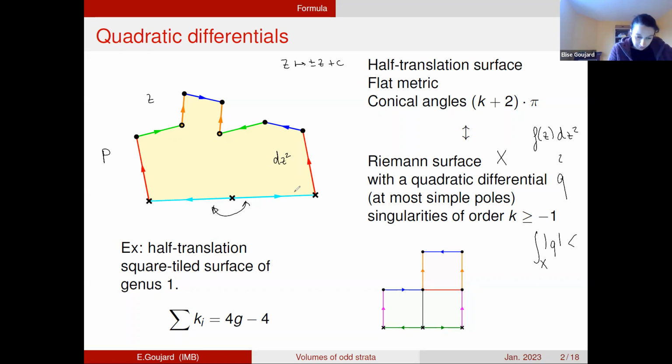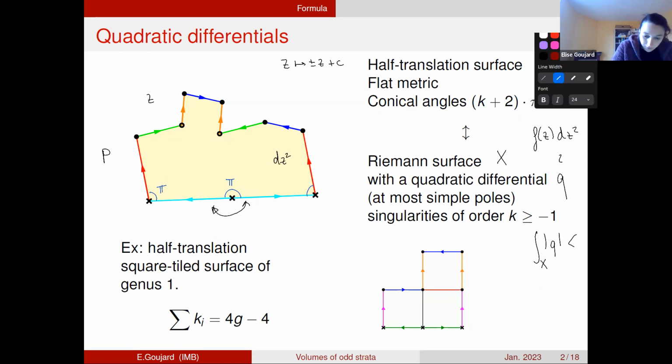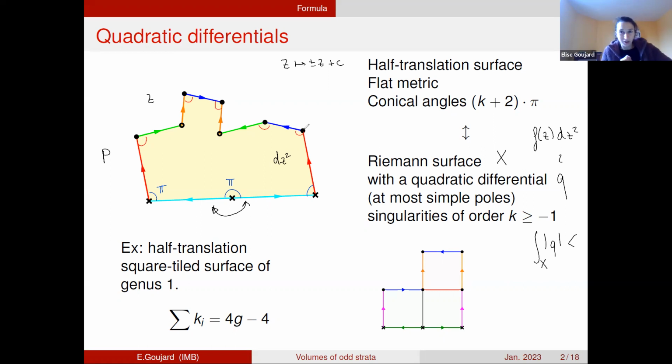So what are these singularities in this case? If you look at this point, for instance, you see that the cone angle is just pi, because I just glue by half turn. And here again, it's one conical singularity of angle pi. You can also compute the cone angle here. It's a small exercise, and you can show that it's 3 pi. And this one also.